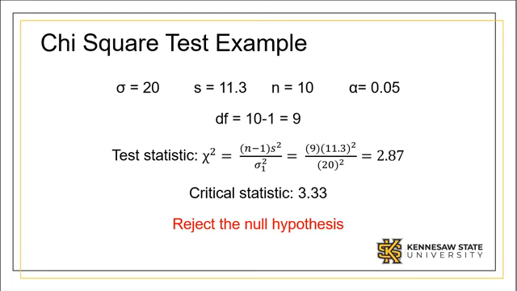The test statistic is 2.87. The critical statistic for alpha 0.05 and 9 degrees of freedom is 3.33. Since the test stat is smaller than the critical stat, we will reject the null hypothesis. The process changes appear to have been effective.